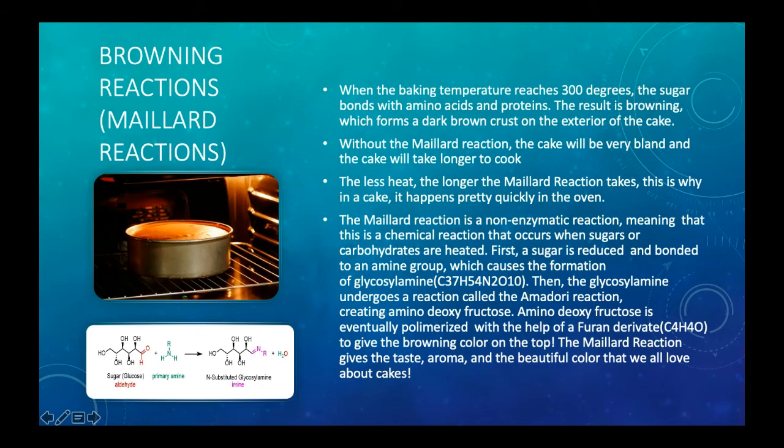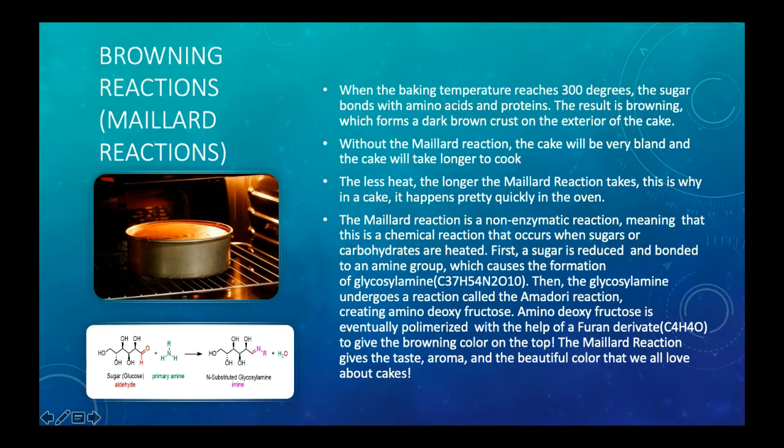When a baking temperature reaches 300 degrees, the sugar bonds with amino acids and proteins. The result is browning, which forms a dark brown crust on the exterior of the cake. Without the Maillard reaction, the cake will be very bland and the cake will take longer to cook. The less heat, the longer the Maillard reaction takes. This is why, in a cake, it happens pretty quickly in the oven.